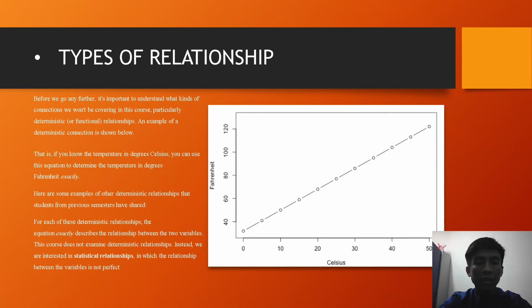Here are some examples of other deterministic relationships that students from previous semesters have shared. For each of these deterministic relationships, the equation exactly describes the relationship between the two variables. This course doesn't examine deterministic relationships. Instead, we are interested in statistical relationships, in which the relationship between the variables is not perfect.